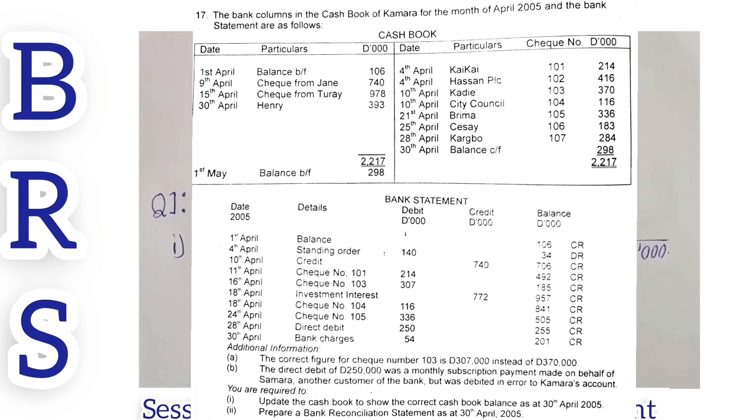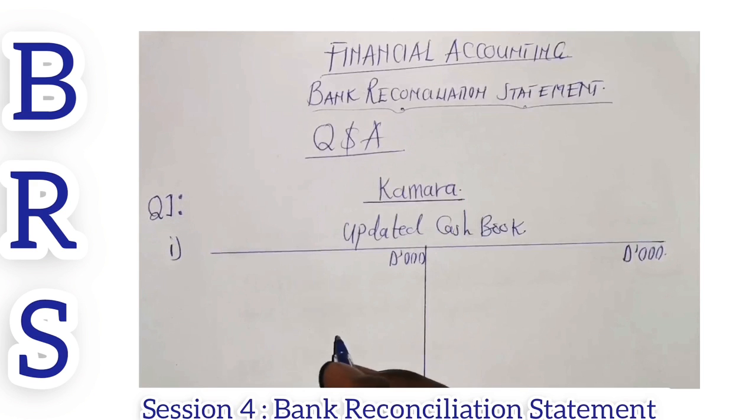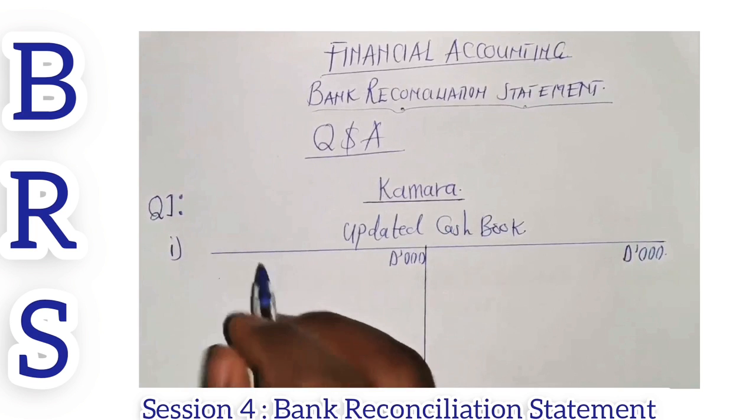So that was the balance brought forward. Immediately you see the balance brought forward, you record this as an opening balance for the updated cash book. So you see where it is positioned at the debit side, meaning you are going to record it at the debit side of the updated cash book. So you record balance brought forward.